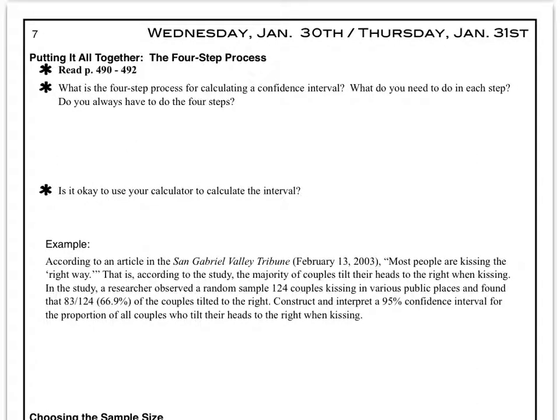Just like with all other statistics problems, we have a 4-step process for doing confidence intervals, whether it be for proportions or for means. The 4-step process goes like this. As always, we have our state. And when you state, you want to include the parameter that you're trying to estimate, as well as the confidence level that you're wanting to estimate at.